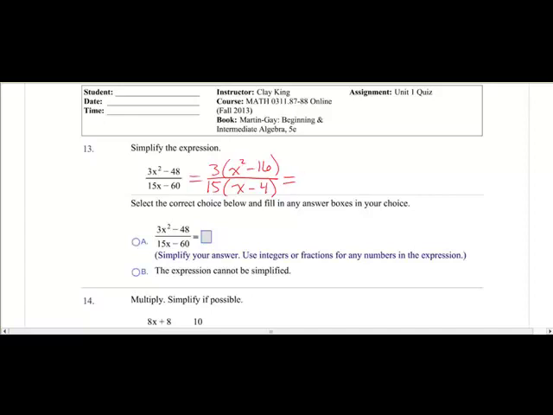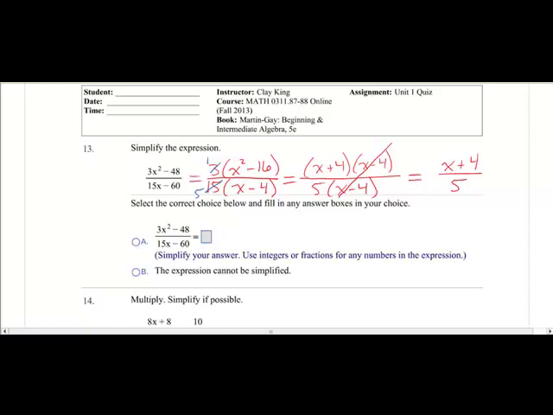So let me go ahead and reduce the 3 and the 15. 3 goes into itself once. It goes into 15 5 times. So this is just a 1 on top. I'm not going to write that. But x squared minus 16 factors to x plus 4 times x minus 4 over 5 times x minus 4. Now I have x minus 4s that cancel out, so I cancel out my x minus 4s and I see that my final answer is x plus 4 over 5.